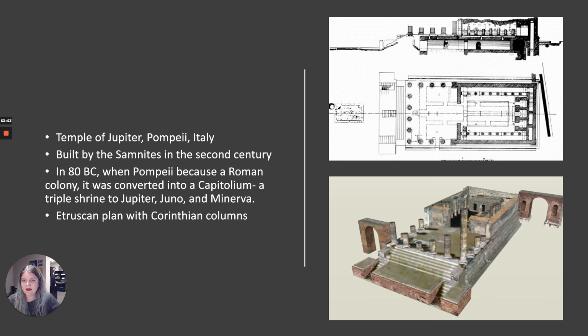And then in 80 BC, when Pompeii becomes a Roman colony, that's when Sulla comes in and takes over. It's converted into what's called a Capitolium, which is a triple shrine. And in this case, it's to Jupiter, Juno, and Minerva. So the Greek version of that would be Zeus, Hera, and Athena, right? So instead of just being a temple to Jupiter, they rebrand it and make it a triple shrine to these three gods. And it looked like that.